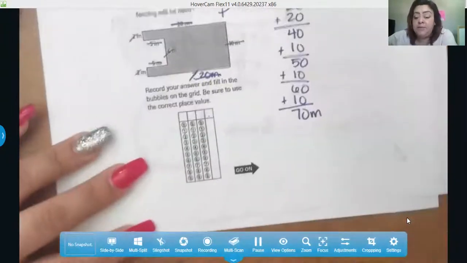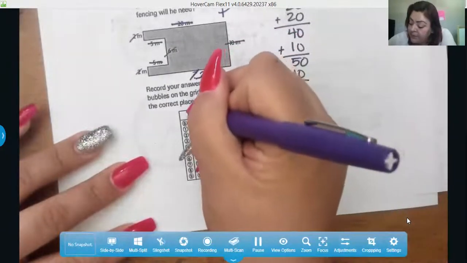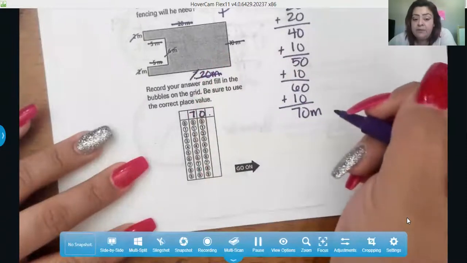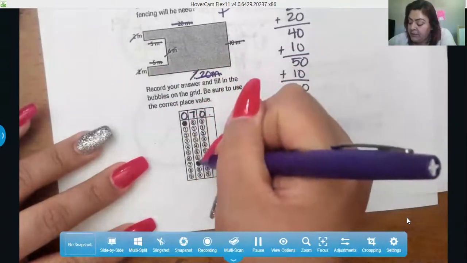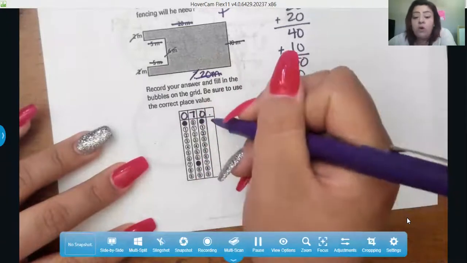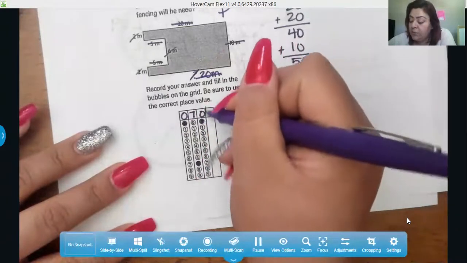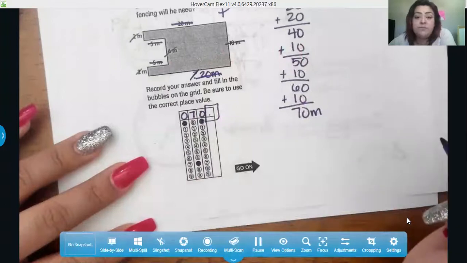Now remember we talked about filling these in correctly? 70 meters, okay? That would mean this would be just a 0, and then we're bubbling them in just like we would on the test. It's a whole number, so you see it goes before the decimal, okay?